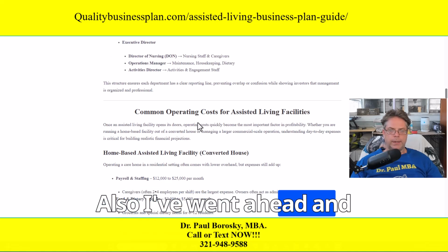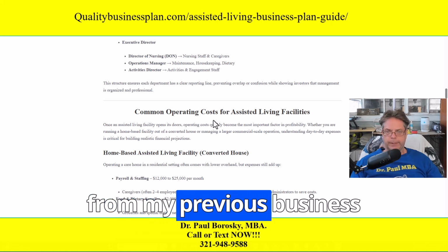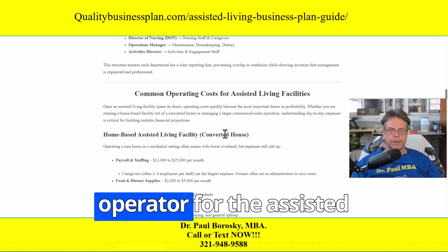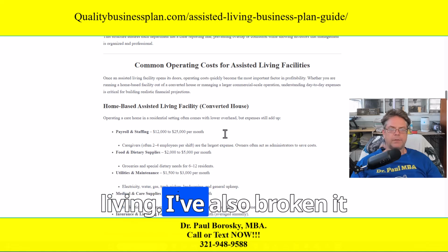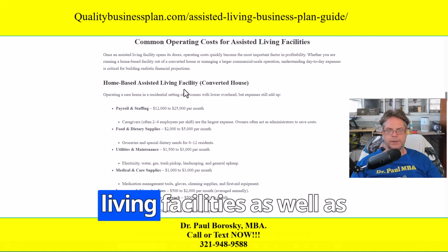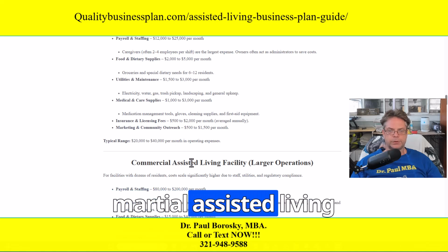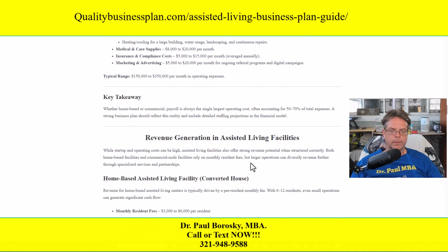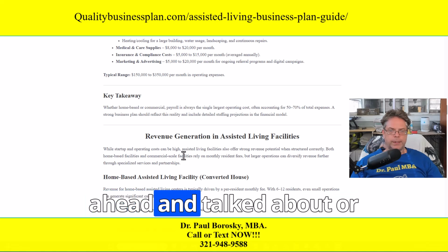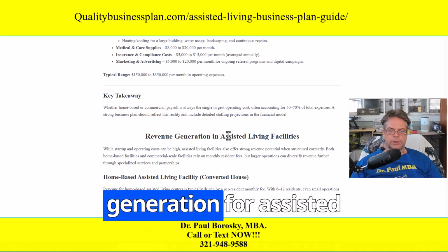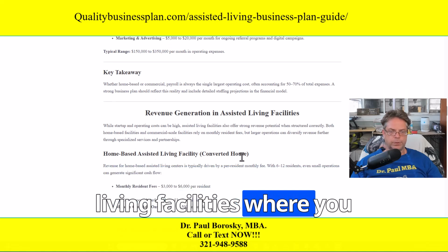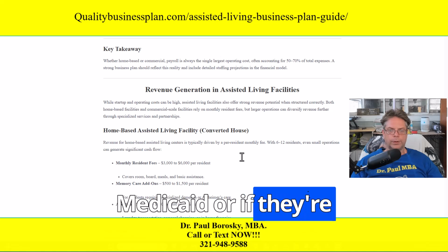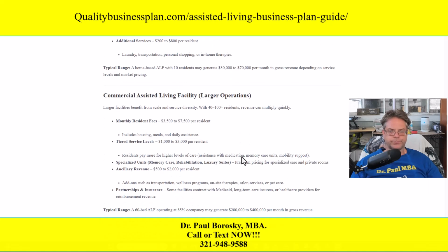I've also done some research, from my previous business plans that I've written for assisted living facilities, on common operating costs. I've broken it into home-based assisted living facilities as well as commercial assisted living facilities or larger operations. I also discussed revenue generation for assisted living facilities, where you get your money. Typically it's going to come from Medicaid or private pay, one or the other.